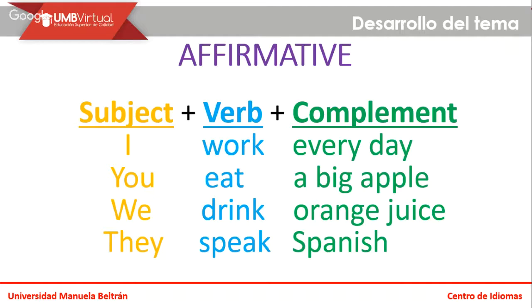When we have the subject I, you, we, and they, we're going to focus on them. And after that, we're going to use the verb, okay? The verb in the base form: work, eat, drink, and speak. And the complement, we have every day, a big apple, an orange juice, and Spanish. All of them are referring to different examples in regards to the same topic, okay?